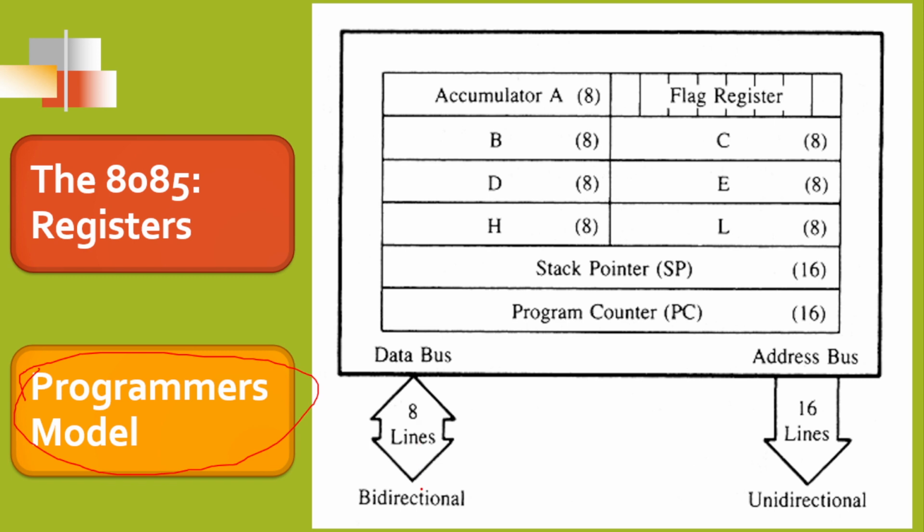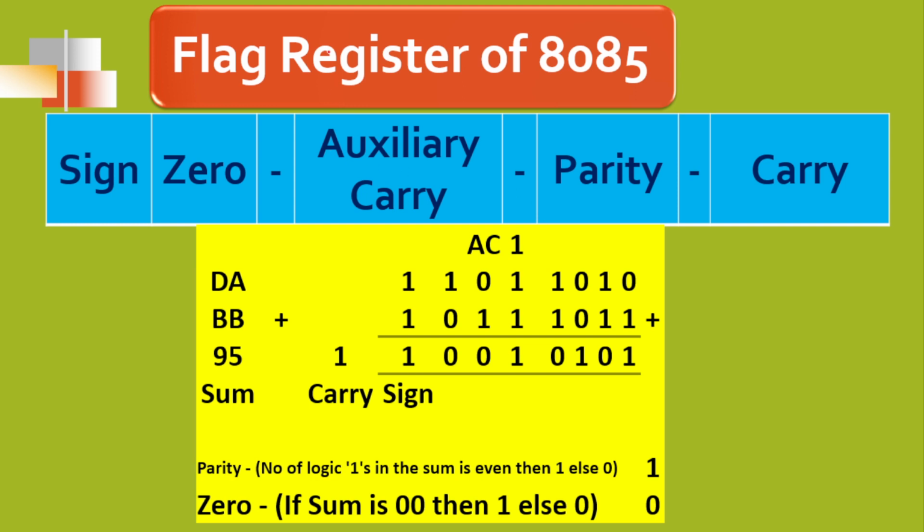Then the data lines are always bidirectional, address lines are unidirectional, which is 16 address lines, 8 data lines. So that's the programmer's model in the 8085 microprocessor. When it comes to the flag register, it's 8-bit, but only 5 flags are implemented: sign, zero, auxiliary carry, parity and carry. So for example, we will take two data, DA, which is available in the accumulator, and BB, another register, which is available in the D register.